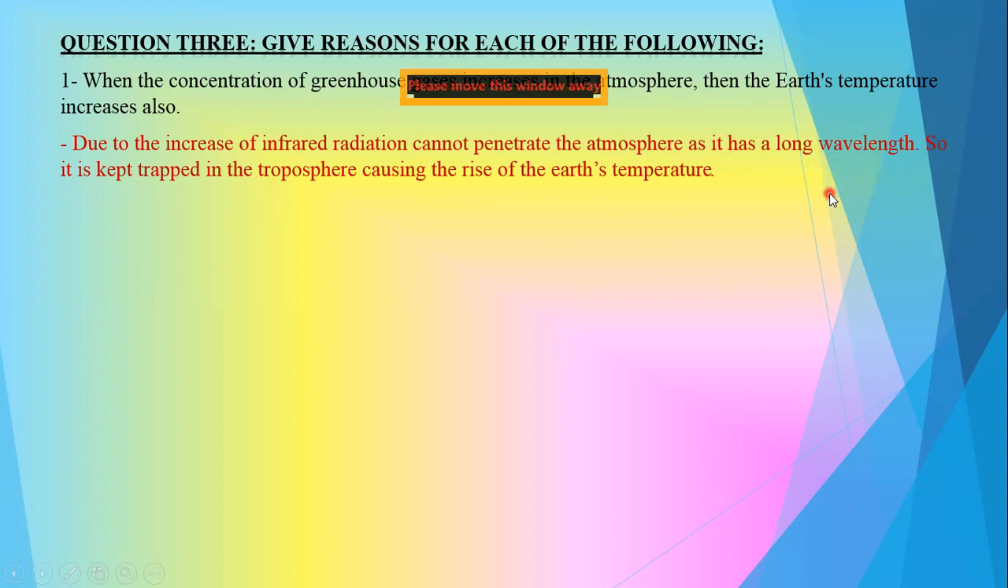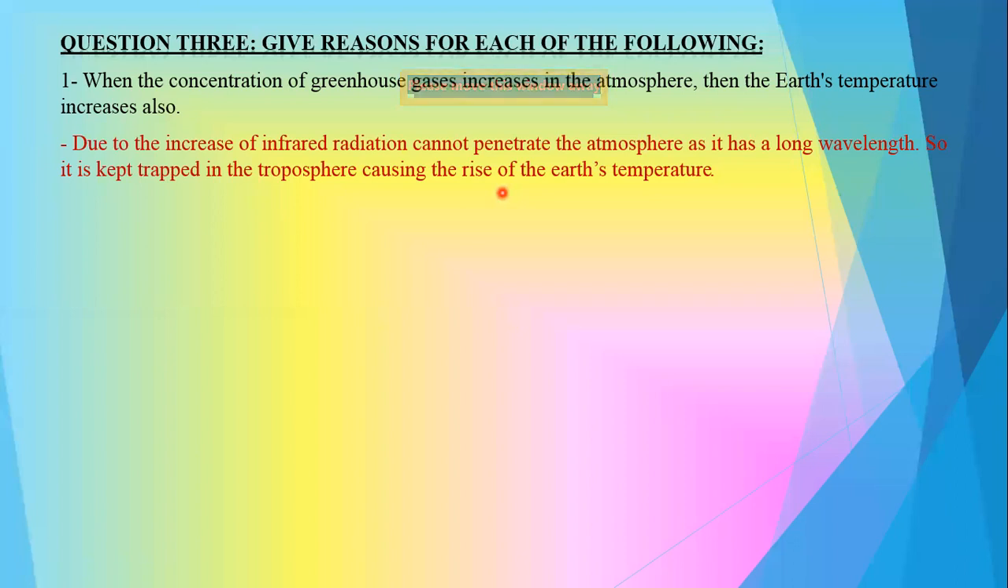as it has a long wavelength. So it is kept trapped in the troposphere. موجودة في troposphere which causes the rise of the temperature. يبقى أنا بشرح له الsteps بتاعتي. Infrared radiation which is emitted from the objects on the earth cannot penetrate due to the existence of greenhouse gases.